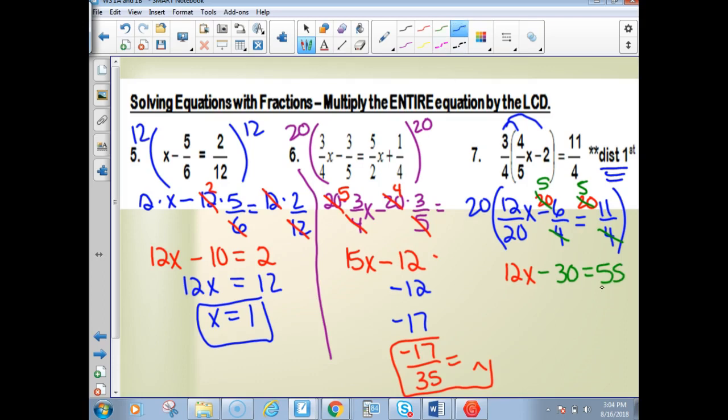All right, next I'm just going to add 30 to both sides and divide by 12. So I got 85/12. And that's what we're going to do. We're going to leave it that way. It doesn't reduce.